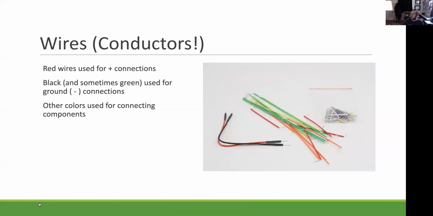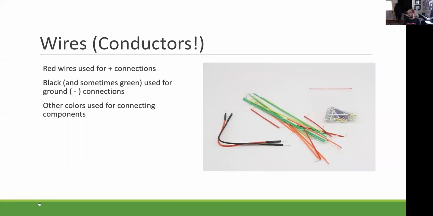All right, so the wires here. Wires are what I mentioned, the kind of jumper cables, short wires used for connecting all this stuff. Traditionally, red wires are used for the positive connections, things coming from the battery. Usually black, sometimes green, but mostly black, are used to connect to the negative, to the ground, after everything. And then all the other colors can be used for whatever you need to connect all the components.